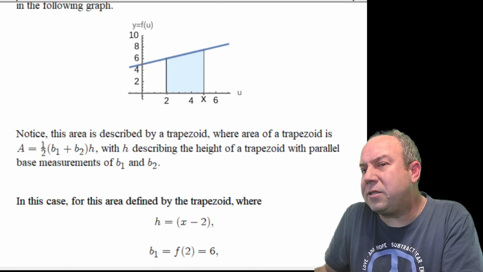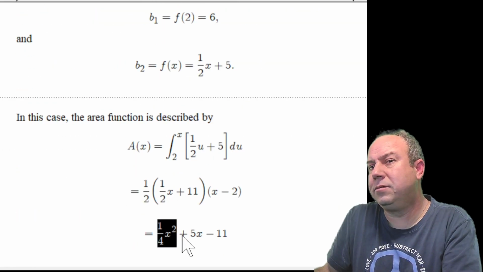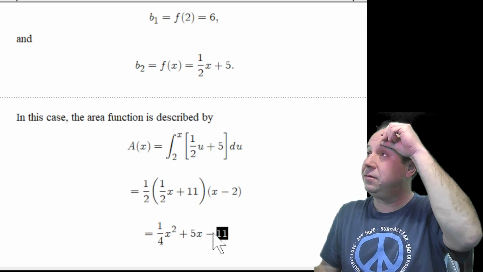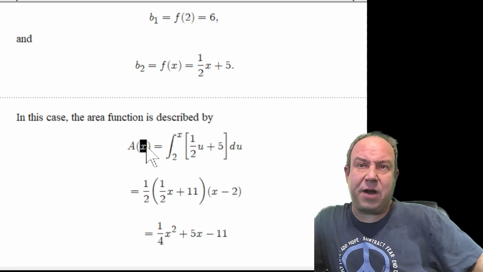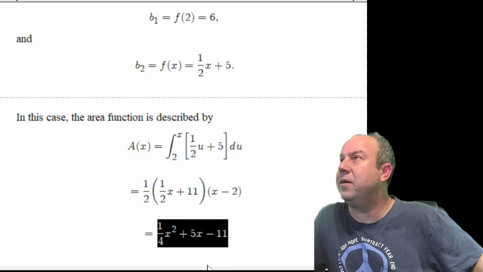will always be described by a quarter of x squared plus 5 times x minus 11. Substitute in where you end at for x, and this will give you the calculation for that area.